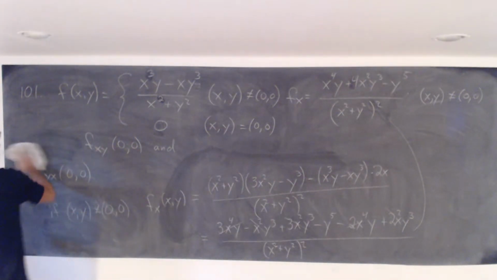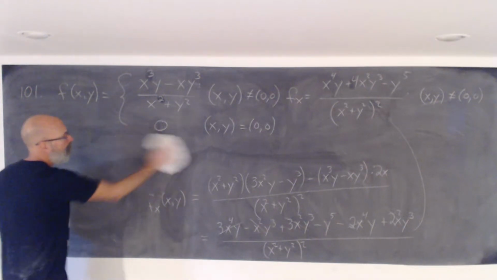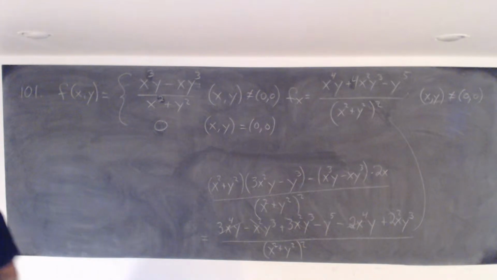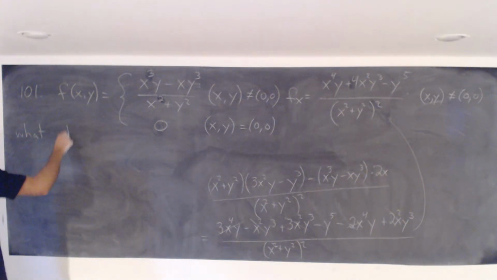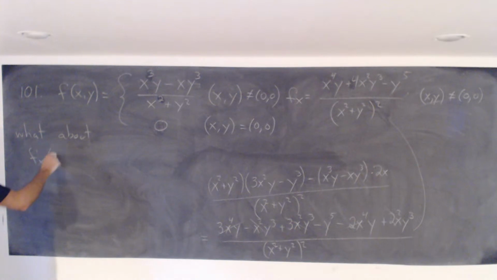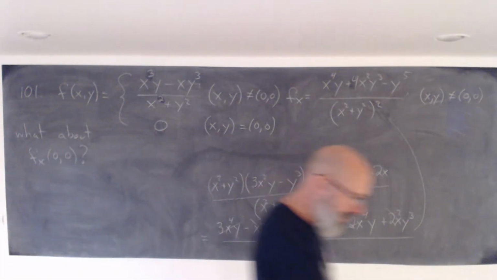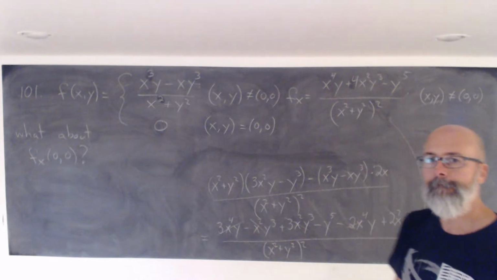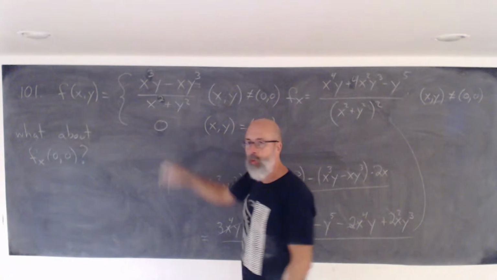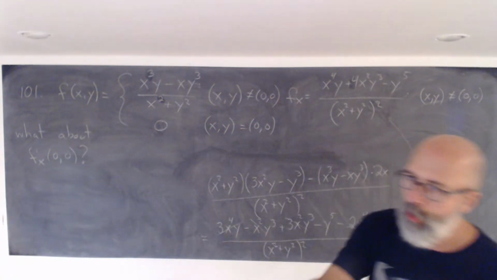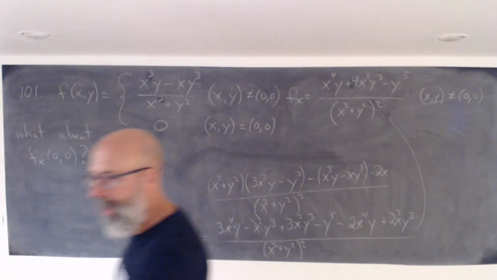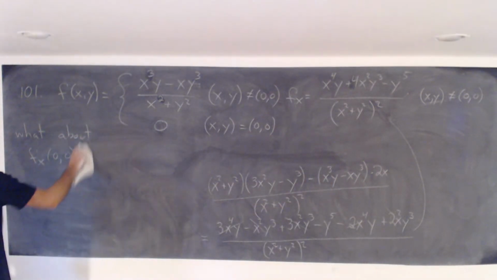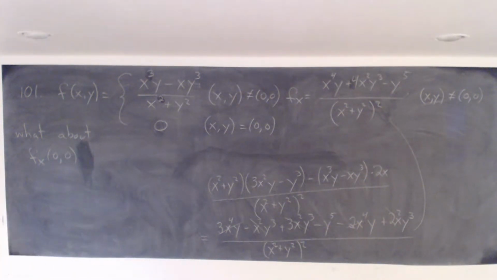Very well. What about the derivative of f with respect to x at 0? Well, this is a piecewise defined function. So you know what to do. The only way you can find the partial derivative with respect to x is by using the definition. You have to use the limit definition here.